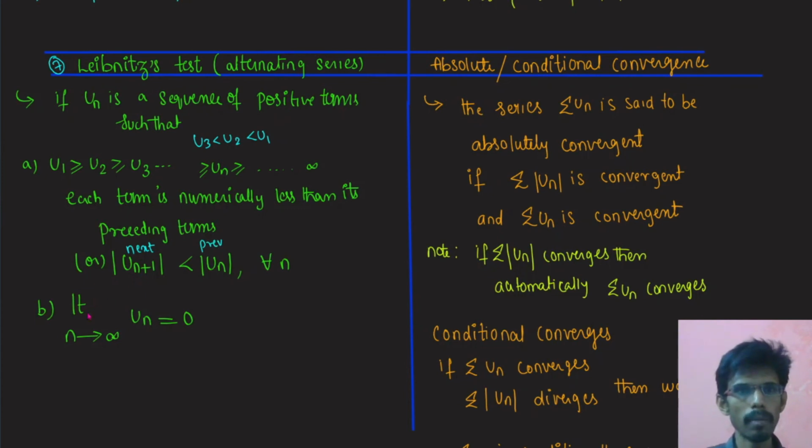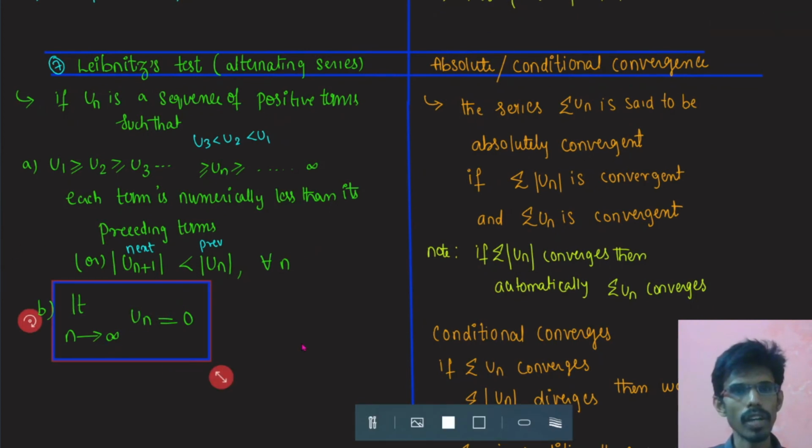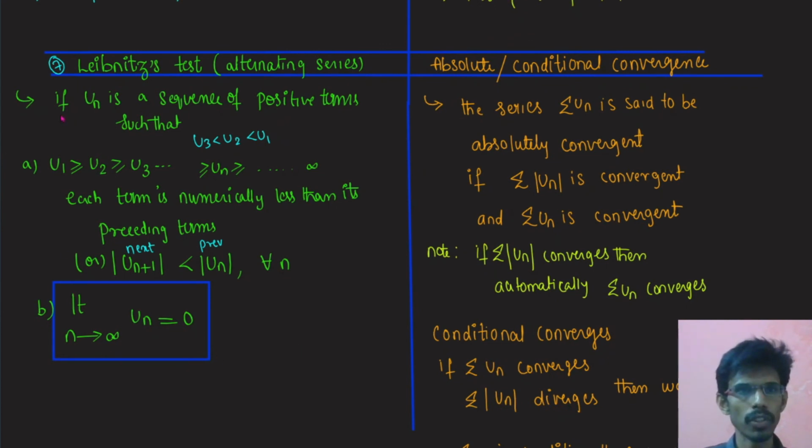Then we apply limit n tends to infinity, un. These are the two conditions for the Leibniz test. First one is each term should be numerically less than its preceding term, for an alternating series. Second, limit n tends to infinity, un should be equal to 0. That is the Leibniz test.